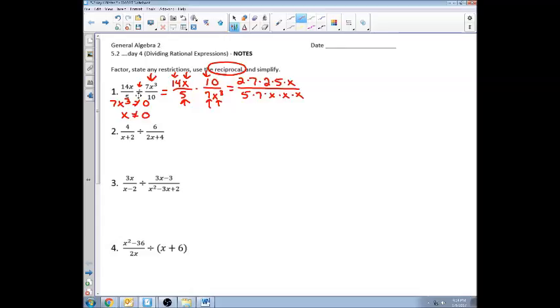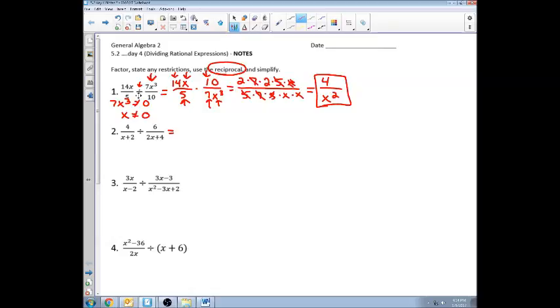Now that I have everything as simplified as I possibly can get it, I'm going to go ahead and start crossing things out. So these 5's can go away, these 7's can go away, and one of my x's can go. So I'll end up with 4 over x squared, and that is our final answer. So as you can see, for the most part, this is exactly what we've been doing. It is just one extra step where we need to flip our second fraction and check for restrictions a second time. Okay? So let's look at problem number 2.